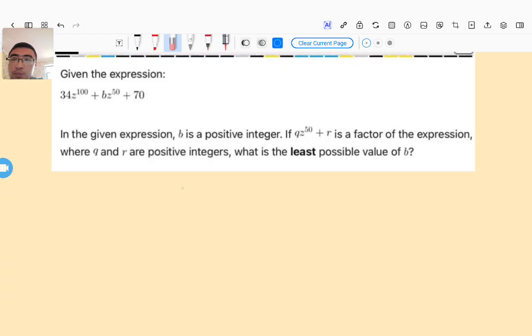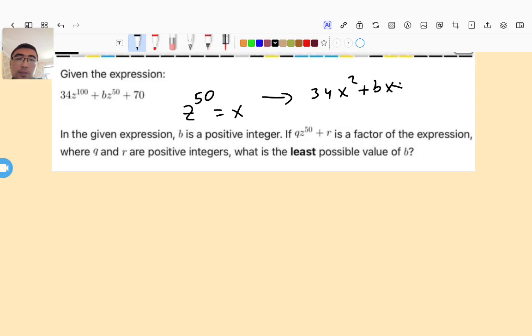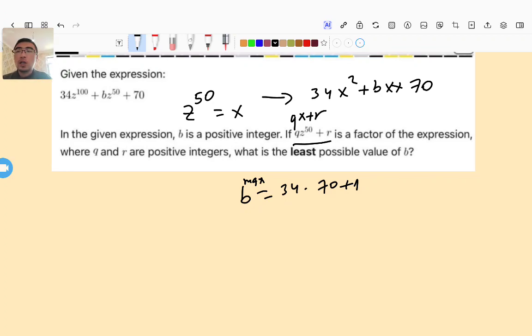For example, in this case the problem will be 34x squared plus bx plus 70. It's a quadratic, because the factor will be qx plus r. So the maximum value of b in this case will be 34 times 70 plus 1. But what about the minimum value? I think there does not exist a general formula for the minimum value of b.